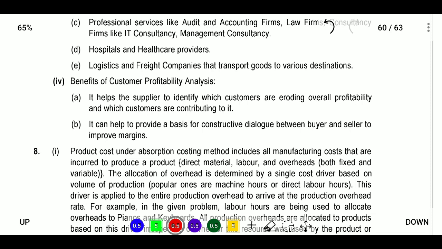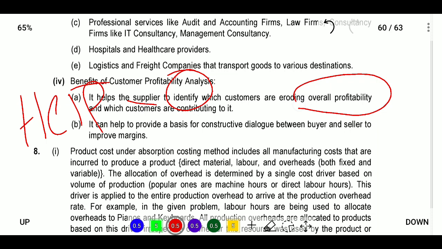Next, benefits of customer profitability. It will help, as we are discussing in the question itself. Why? To identify which customer is eroding overall profitability and which customer is contributing to it. Next, it can help provide a basis for constructive dialogue between buyer and seller to improve our margin. It will improve our margin.